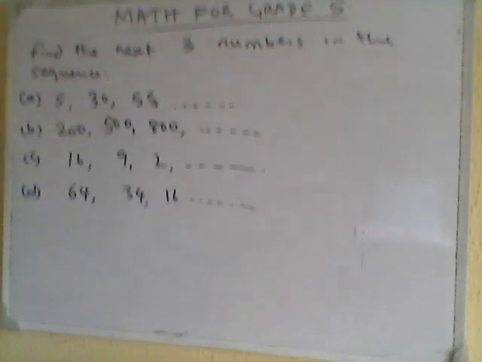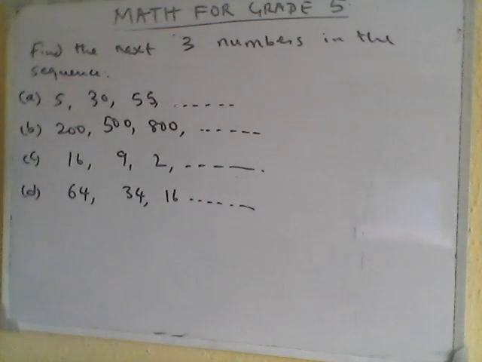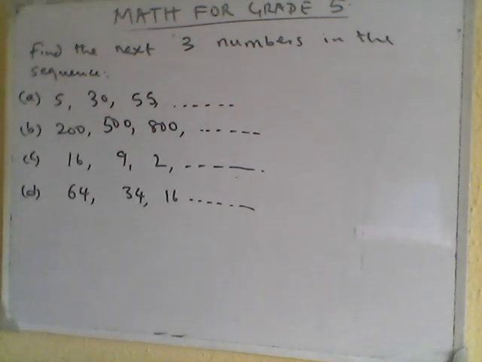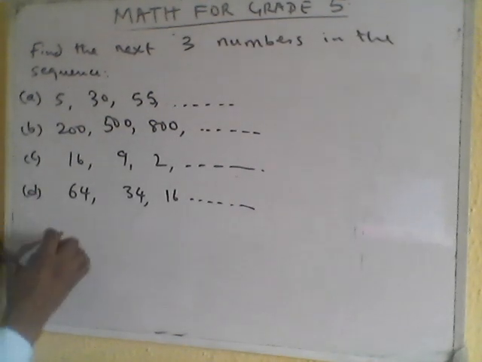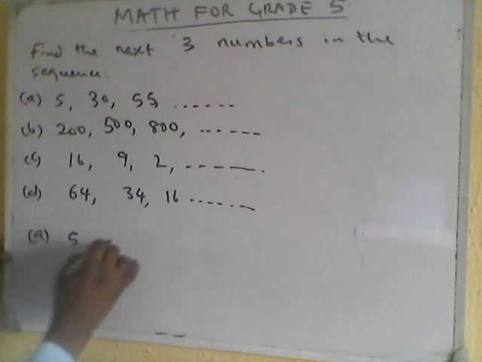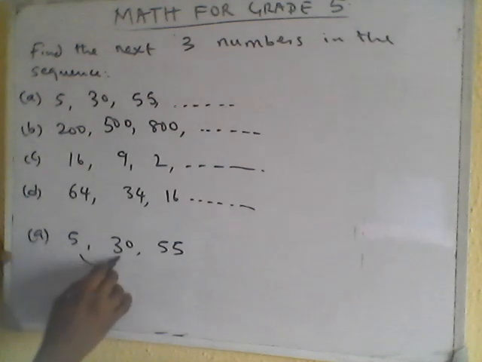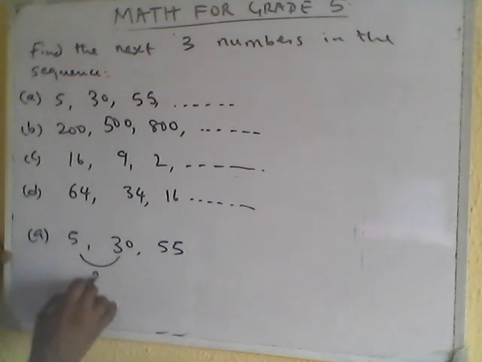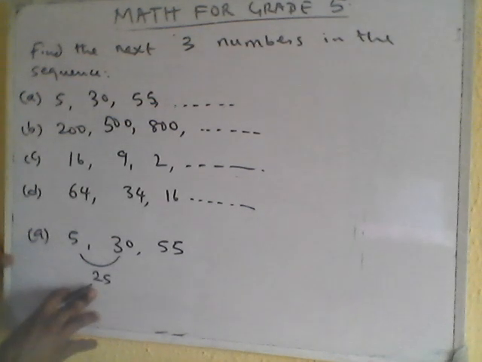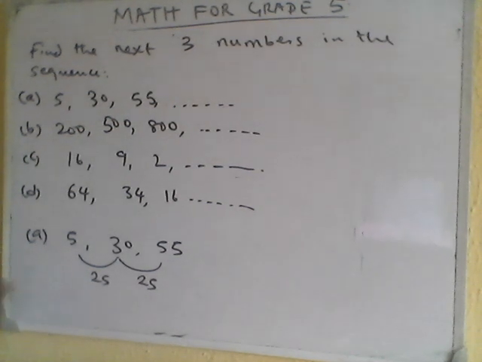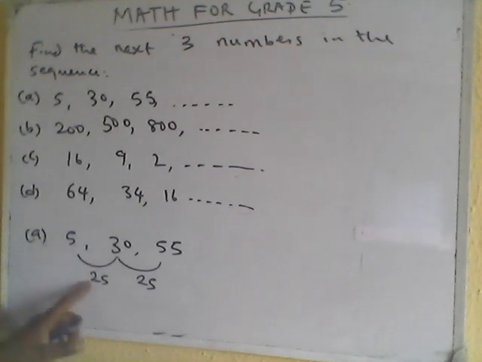So I have a number. It says find the next 3 numbers in the sequence. So this sequence of numbers is 5, 30, 55. You see how it's progressing. The first number here is 5. Now what you ask yourself, if you write out these numbers, 5, 30, 55, is what is the difference between them? If you subtract 5 from 30, you get 25. So this is a constant number. And again, if you subtract 30 from 55, you get 25. What that tells you is that you should be adding 25 to the preceding term to give you this term.